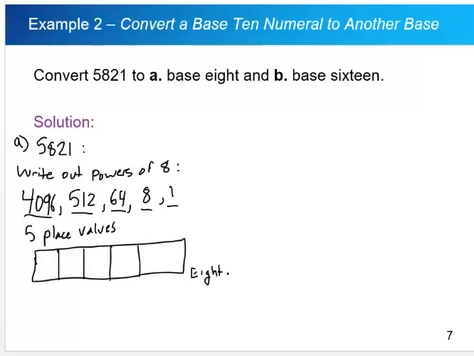Okay, so as far as this goes, now I'm filling the cash register. It's more or less the same as making change. I want to know how many 4,096s go into 5,821.